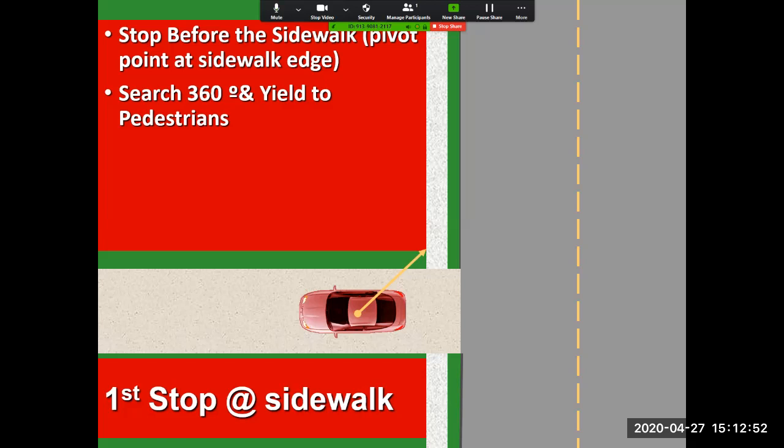Okay, so first stop is at the sidewalk. We have a little Nissan sticker in our car. When that Nissan sticker gets to the sidewalk, we come to a stop, and we stop at the sidewalk so that we can search for pedestrians. That is why we have a sidewalk stop.